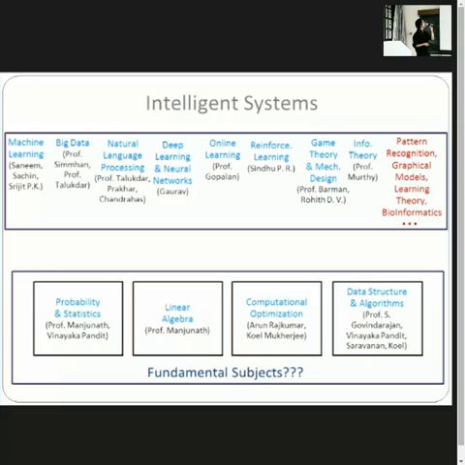And then comes natural language processing, which is about how to train your computer to talk in terms of human language, in a very broad way. Professor Talukdar gave a talk on Monday, and later Prakhar and Chandrahas gave a very nice demo yesterday, if you remember.